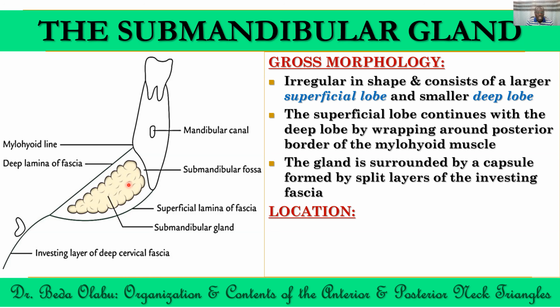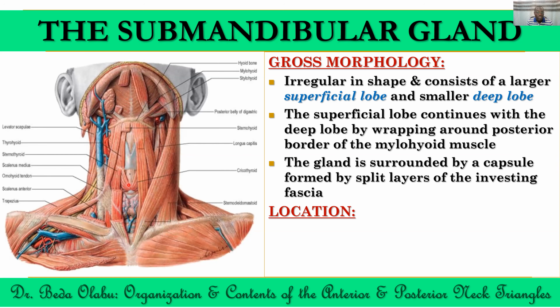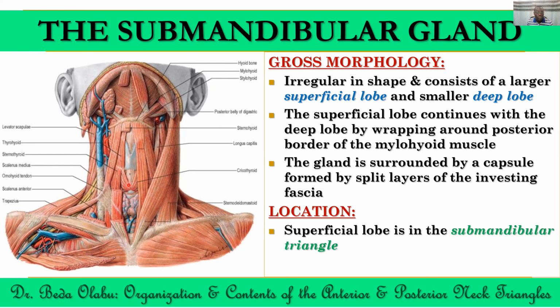Now I can tell you the actual location of the gland, although we already know, but let's put it into perspective. Considering that the gland has two lobes, the superficial lobe, which is the larger lobe, is the one located within the submandibular triangle. The deep lobe is not actually in the submandibular triangle, but it is located in what we call the sublingual space, and we'll see what the sublingual space is shortly when we look at the suprahyoid neck spaces.